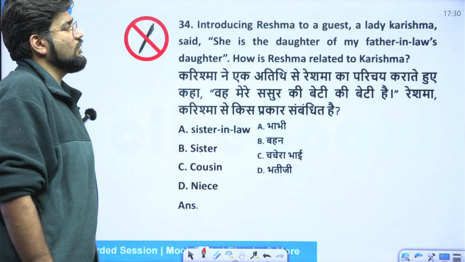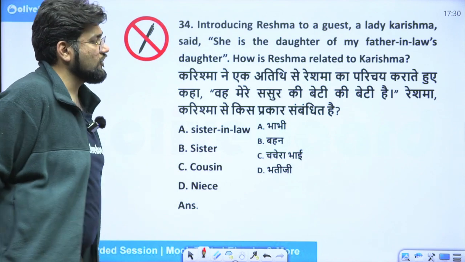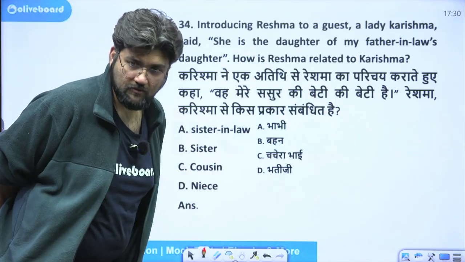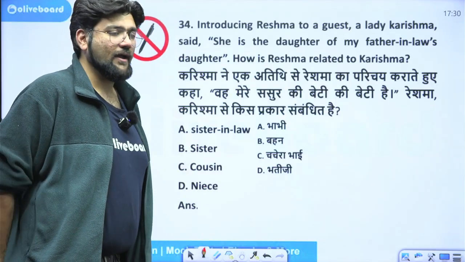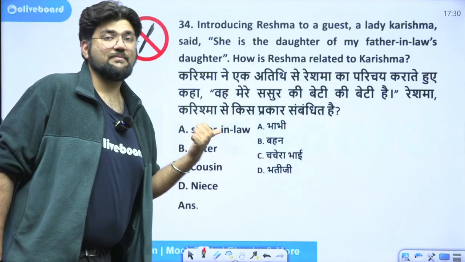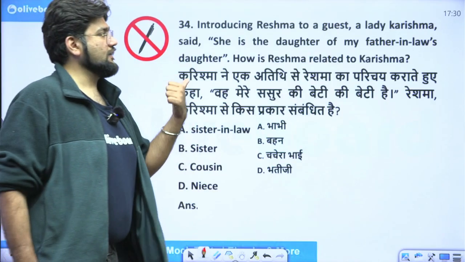Introducing Reshma to a guest, a lady Karishma said, she is the daughter of my father-in-law's daughter. Always start reading from my. Always start from the speaker and start reading from my. I know I only teach drawing the trees here, but in a lot of questions you can be safe without drawing a tree. So try it here.